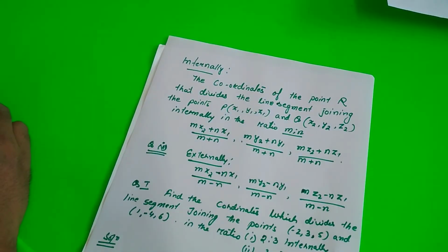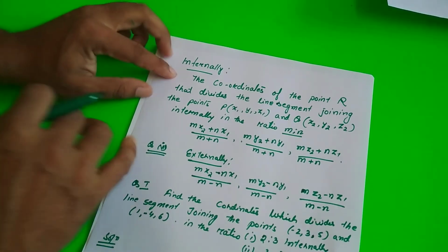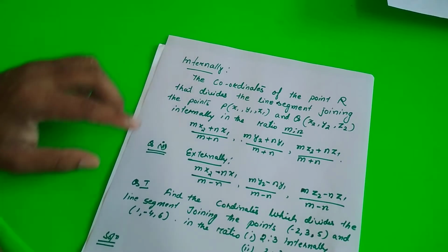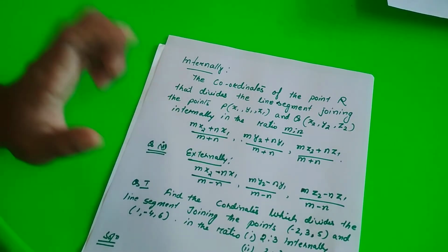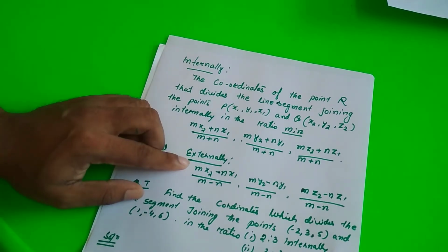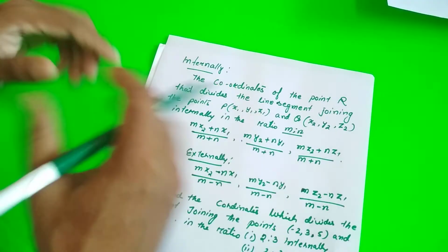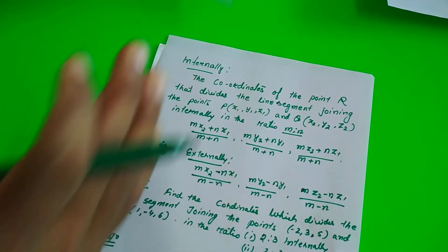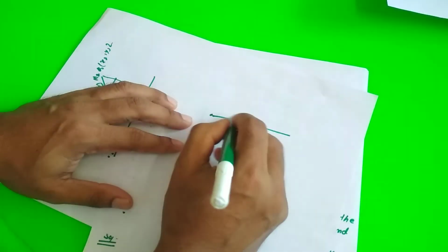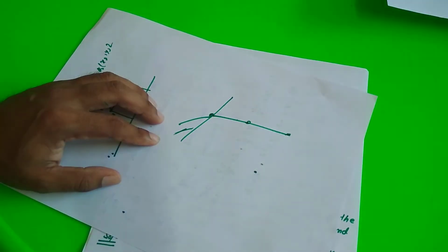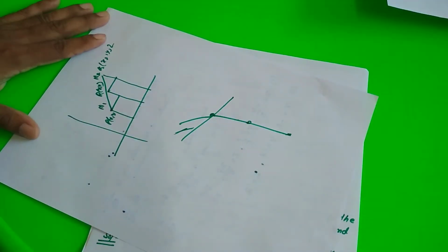Here, there are two new words you are going to discuss. One is divides internally, and one is divides externally. That means the line segment is either divided internally, that is, inside between the points, or externally, which means some external point will come up.